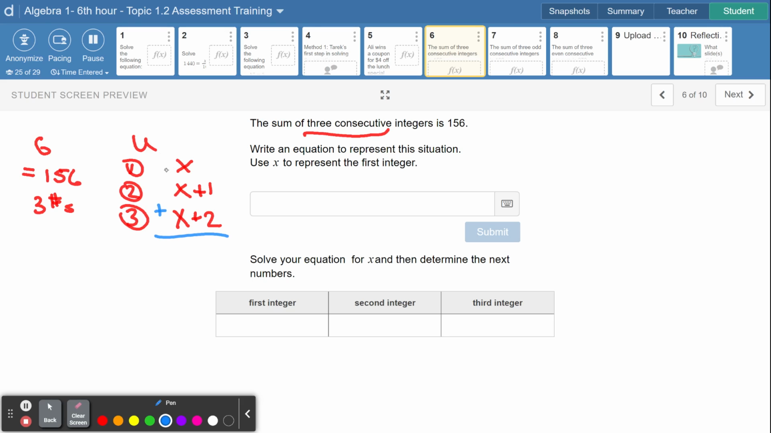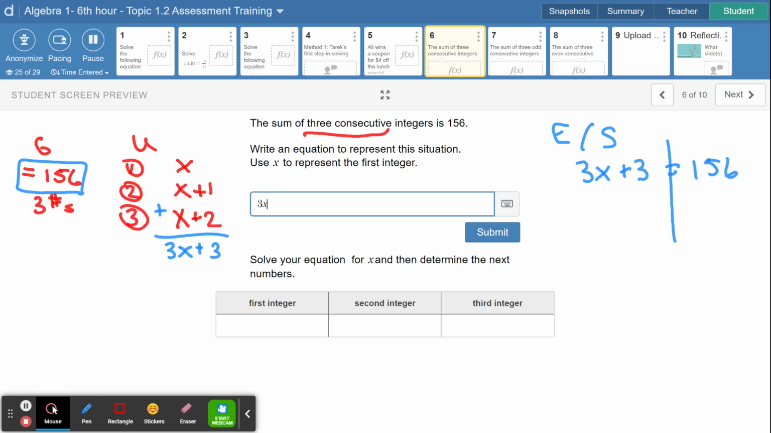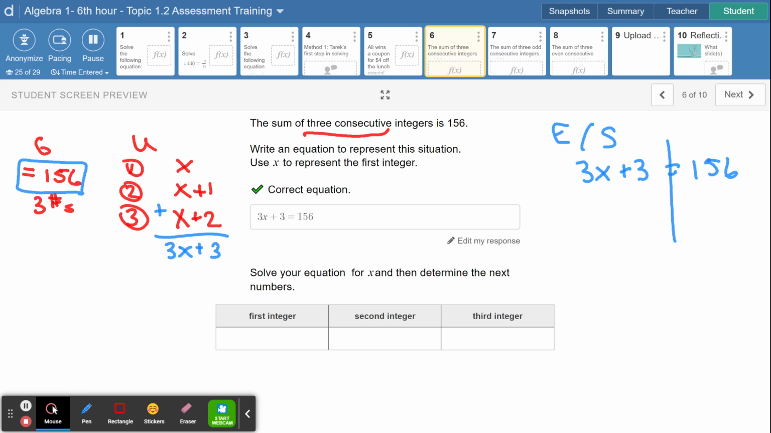Now we're just adding these up. So X plus X plus X gets us 3X. Then add the 1 plus 2, which is going to get us 3. So we're just going to add 3. And now we're going to use the given to equal 156. Now at this point, if you want to check your equation, 3x plus 3 equals 156, we know we did it correctly. And now we're going to minus 3 on both sides.